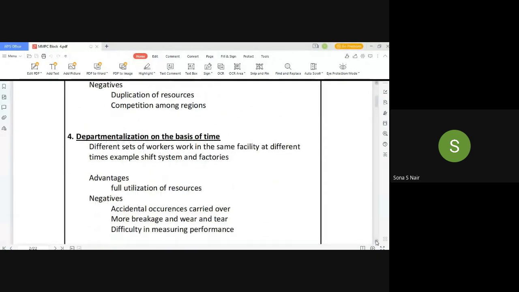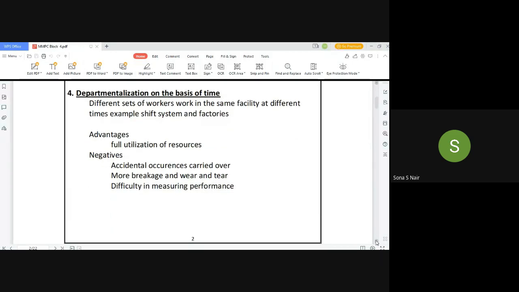Departmentation on the basis of time. When there are facilities which need to be properly, optimally utilized, then departmentation on the basis of time is done. Like the shift system in factories. You have machinery, you cannot let the machinery rest for the 10 hours when the workers are not there in the night. So they have three shifts in the unit. The morning shift will be for 8 hours, the evening shift for 8 hours, and the night shift for 8 hours. In this system, you will be able to utilize the machinery for a complete 24 hours, right?